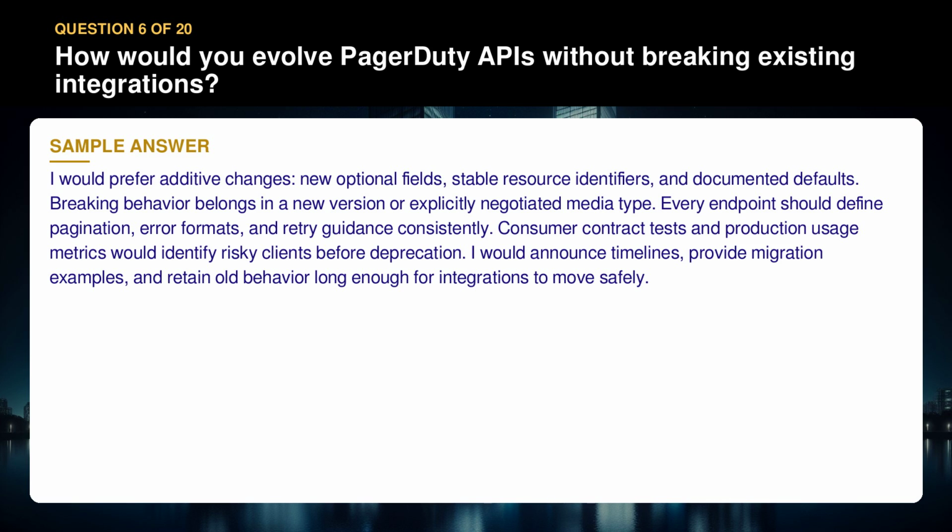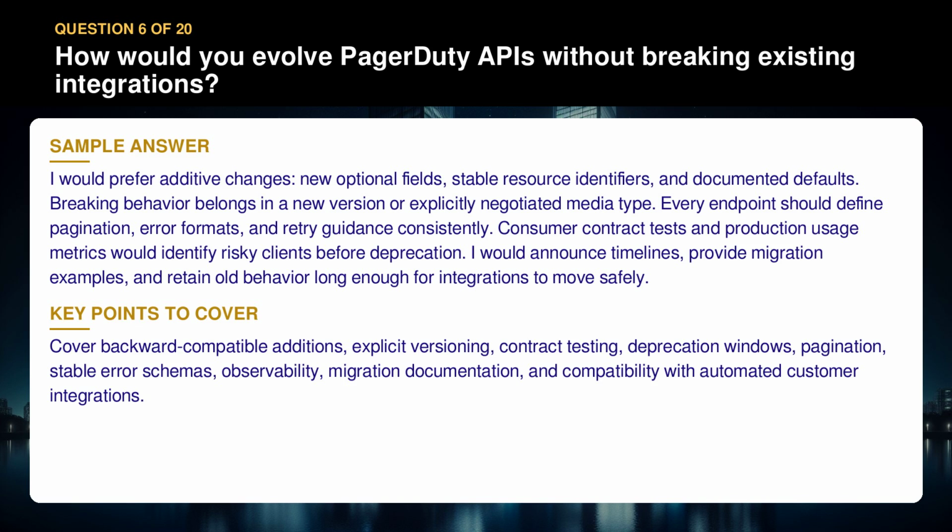I would prefer additive changes, new optional fields, stable resource identifiers, and documented defaults. Breaking behavior belongs in a new version or explicitly negotiated media type. Every endpoint should define pagination, error formats, and retry guidance consistently. Consumer contract tests and production usage metrics would identify risky clients before deprecation. I would announce timelines, provide migration examples, and retain old behavior long enough for integrations to move safely.